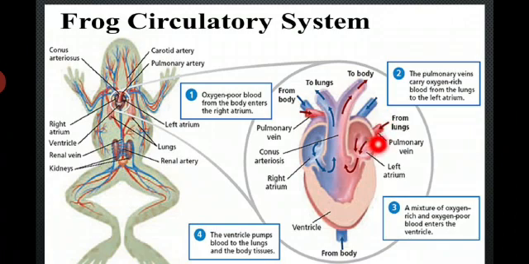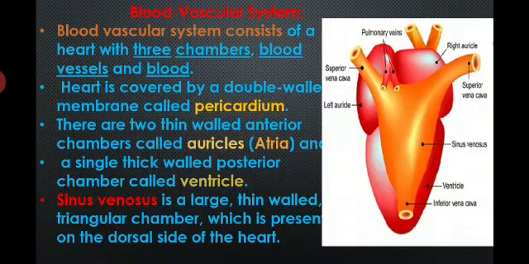The left side pulmonary vein receives oxygenated blood from the lungs region, and deoxygenated blood is collected from the body to the right side atrium.